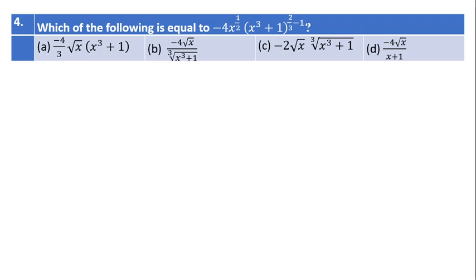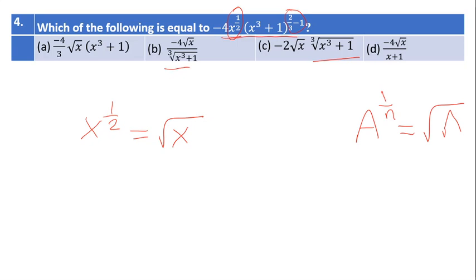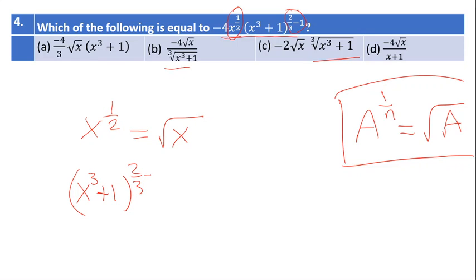Now, which of the following is equal to this expression? Here we have some rational exponents, so we want to change them to radicals. The first thing is x to the 1/2 power is the square root of x. In general, a to the 1 over n is the nth root of a. So this is a rule. Let's look at the other one here: x cubed plus 1 to the 2 over 3 minus 1.